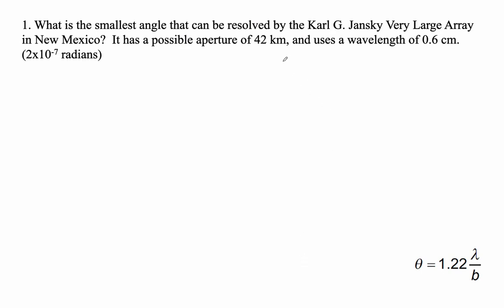Okay, it has a possible aperture of 42, so that is our B. Our B is 42,000 meters, right? It uses a wavelength of 0.6 centimeters. So the wavelength is 0.006 meters. Is that right? Yeah, that's right. All right.